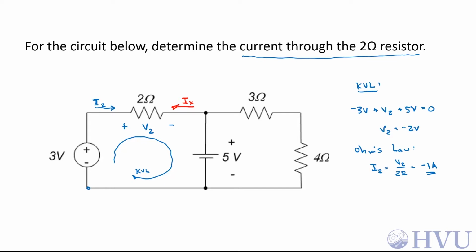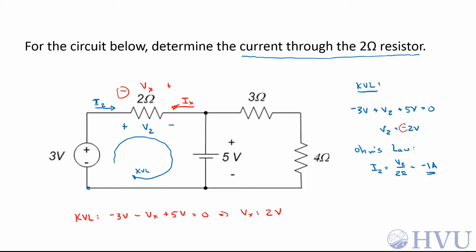If this is I sub x, positive current has to enter the positive voltage terminal if I want to use Ohm's law. So this is V sub x. Now if I do KVL again, I still get my minus 3 volts. I see the negative terminal first on V sub x, so I'll subtract that, and then plus 5 volts, the same as before. Now V sub x is equal to positive 2 volts.